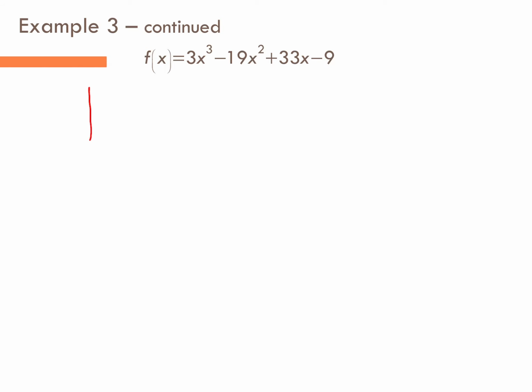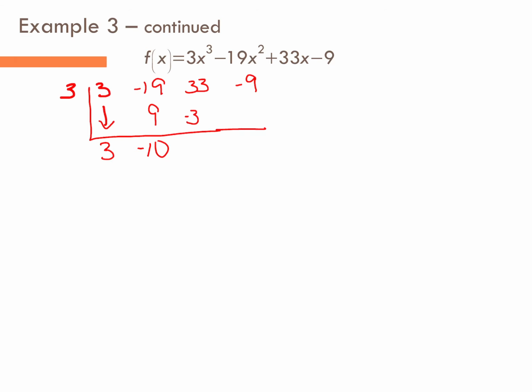For our synthetic division, we're going to put our 3, negative 19, 33, and negative 9. Whatever you got from your graph goes out here. So 3, I got 3 from my graph. So now what I'm going to do is bring down my 3, and we're going to work through just like we had before. 3 times 3 is 9. Add, multiply, and add. When you do this and you get a number from your graph, your remainder should always be 0. If not, you've looked at the graph wrong or you've done some math wrong in here.